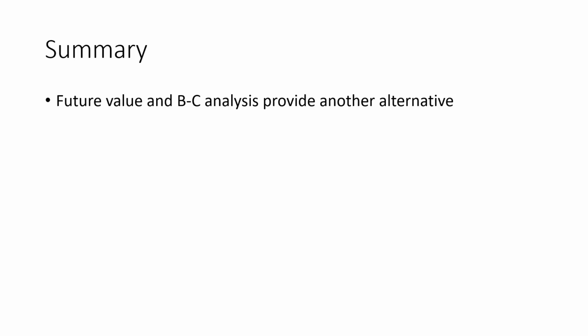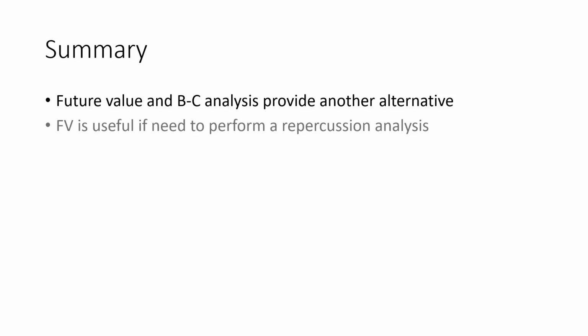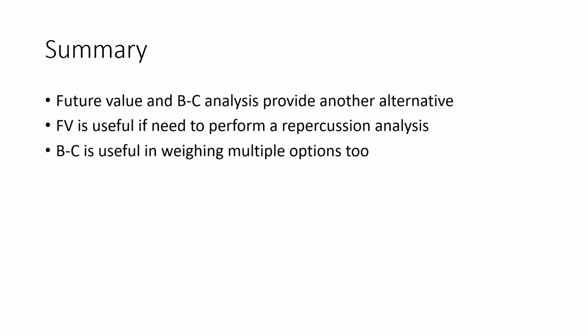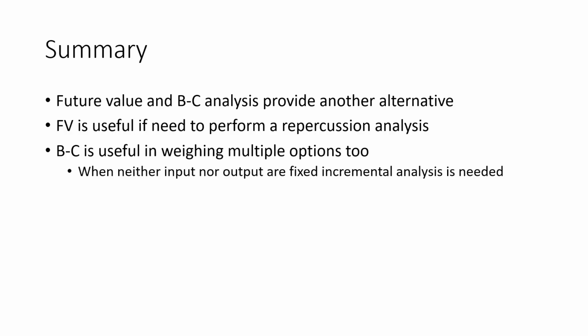To summarize, future value and benefit cost analysis provide another way to compare two projects besides the present worth and the PMT, the EUAC, EUAB approach. Future worth is useful if we need to perform a repercussion analysis: what is the action of this on my cash flow after 10 years? The BC analysis is extremely useful again in weighing multiple options, just like IRR or NPW approach. When neither input nor output are fixed, incremental analysis is what we do. Similar to the rate of return analysis, except here we reject projects with BC less than 1.